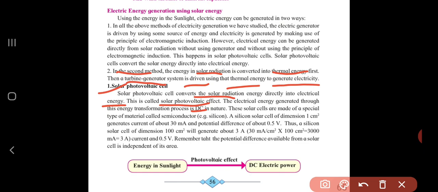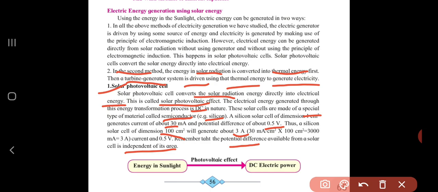These solar cells are made up of a special type of material called semiconductor, for example silicon. A silicon solar cell of dimension 1 centimeter square generates a current of about 30 milliampere and a potential difference of about 0.5 volt. Thus a silicon solar cell of dimension 100 centimeter square will generate 3 ampere current and 0.5 volt. Remember that the potential difference available from a solar cell is independent of its area.